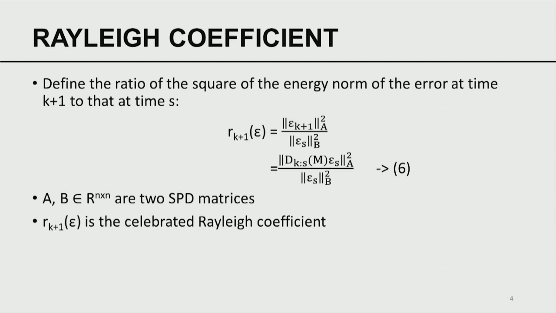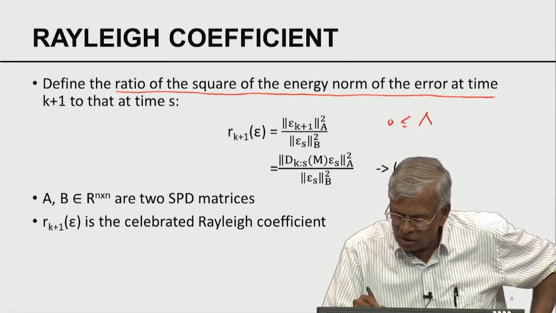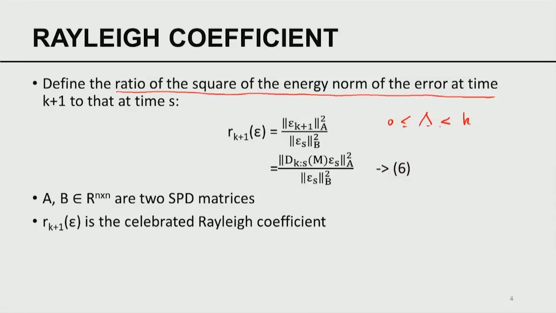The Rayleigh coefficient is simply the ratio of the square of the energy norm of the error at time k plus 1 to that at time 0. So, in the previous slide, we related the error at time k plus 1 to the error at time s. Error at time k plus 1, epsilon k plus 1, is a vector. Error at time s is a vector. s in general could be 0 or anything, so s is greater than 0 and less than or equal to k. So, that is essentially the range for s.